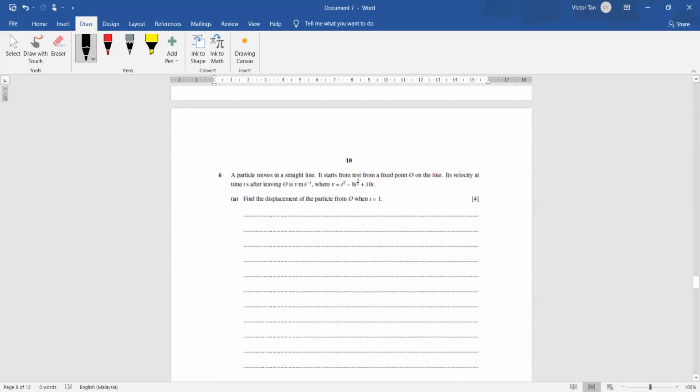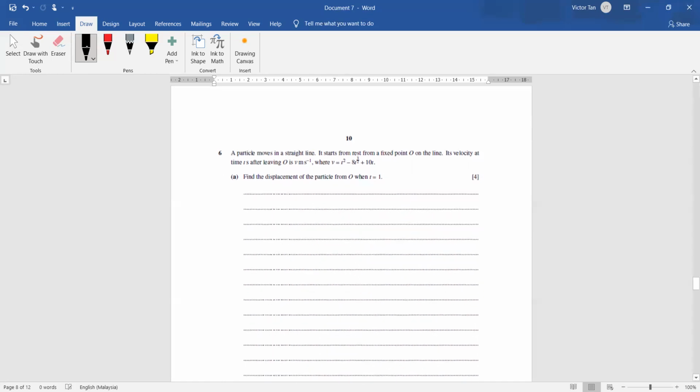The particle moves in a straight line. It starts from rest from fixed point O on the line. Its velocity at time t seconds after leaving O is v meters per second, where v equals t squared minus 8t to the power 3 over 2 plus 10t. This is a question of kinematics, differentiation, integration. Find the displacement of the particle from O when t equals 1.